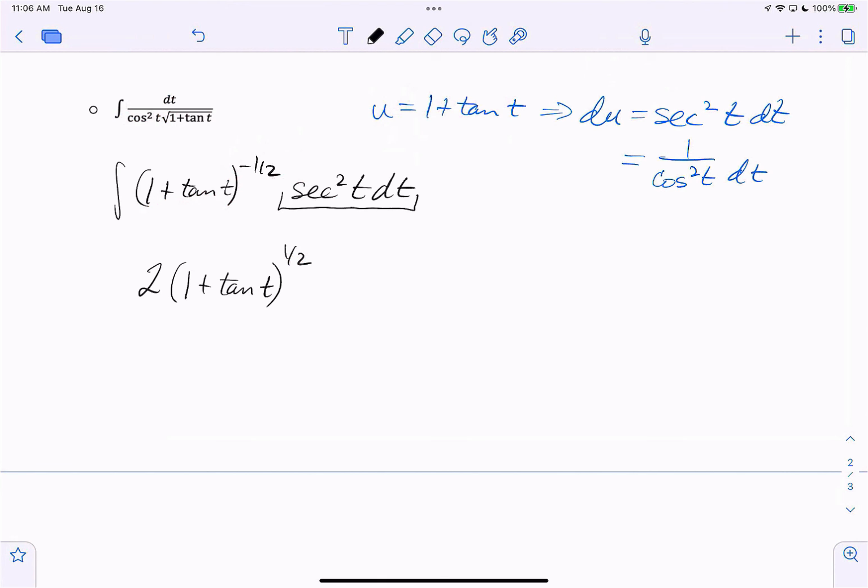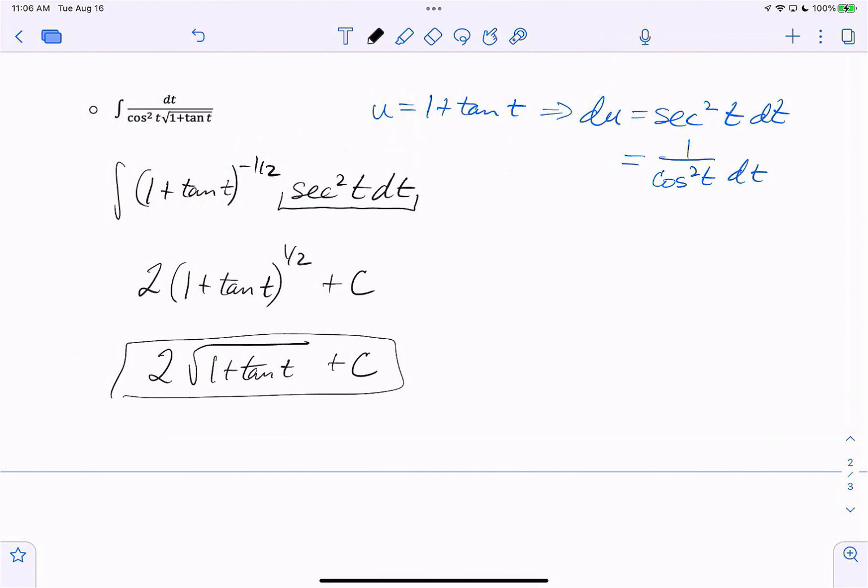My answer is, well, I'm going to write it the way it was given. 2 times the square root of 1 plus the tangent of t plus c. And this is one where I do, again, encourage you to differentiate to check the result. And then that'll answer the question of where did the secant squared of t go?